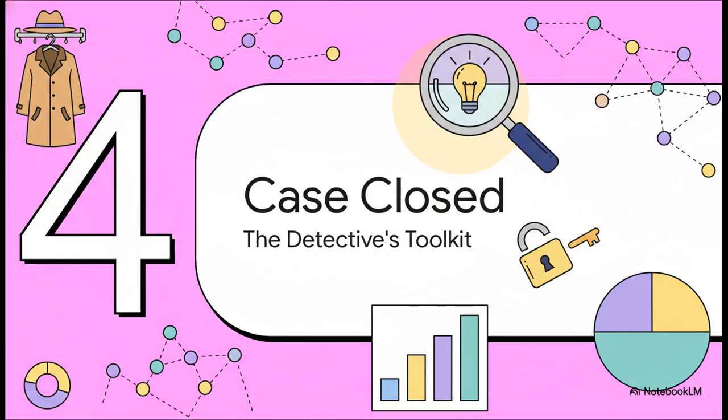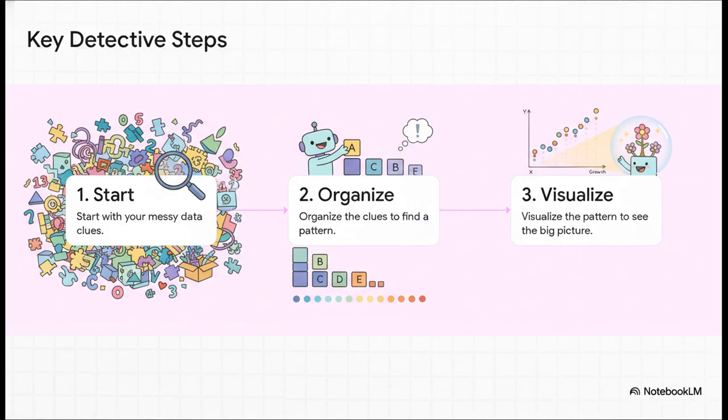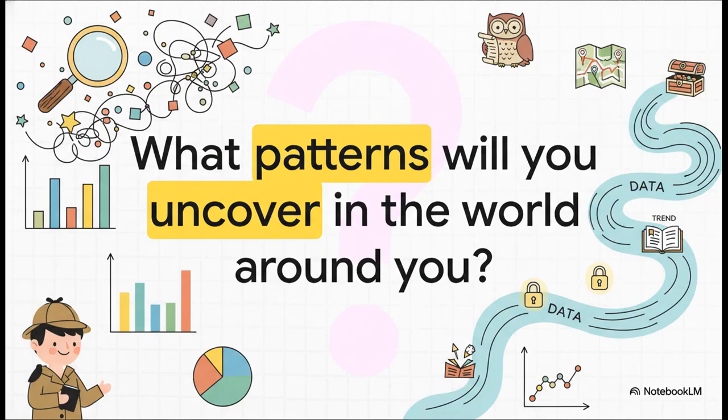And with that, case closed. We totally cracked it. So let's do a quick review of the essential tools we added to our Data Detective Toolkit today. So remember these 3 key steps. Step 1, you start with your messy data, your jumbled up clues. Step 2, you organize those clues to find the hidden pattern. And step 3, you visualize that pattern with a tool like a scatter plot so you can see the whole big picture. You officially have the fundamental skills of a data detective.